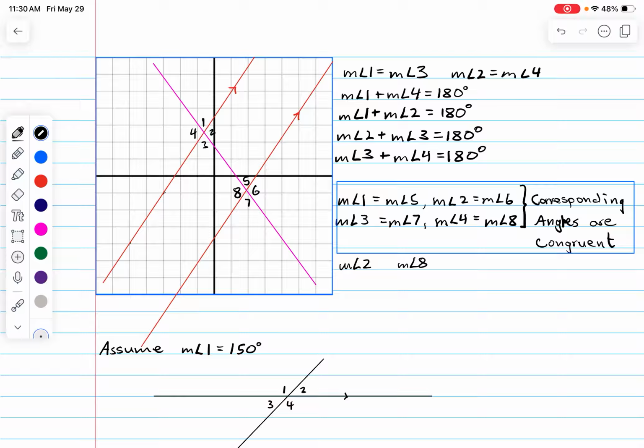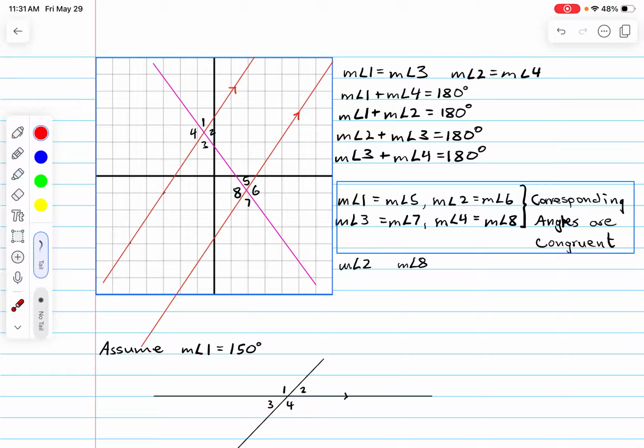Now, let's think about this. These are alternate interior angles. In other words, on this side of the transversal you have 2, and on this side you have 8. They're alternate interior. Now, 3 and 8 are consecutive interior angles. So 3 and 5, alternate interior. 2 and 8, alternate interior. 3 and 8, consecutive. 2 and 5, consecutive.